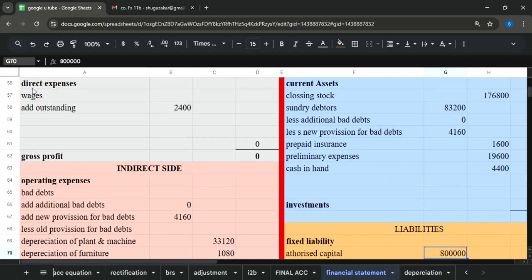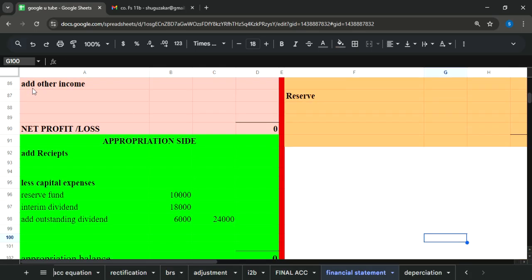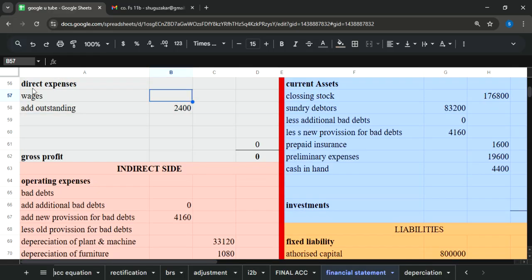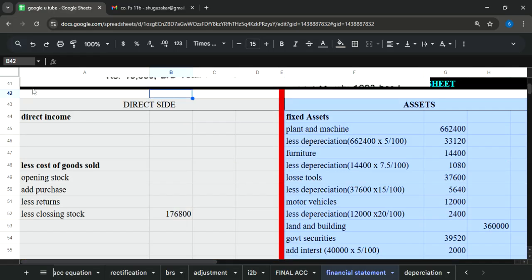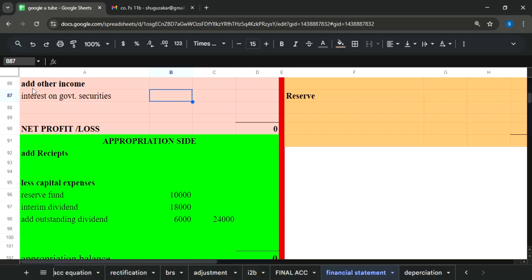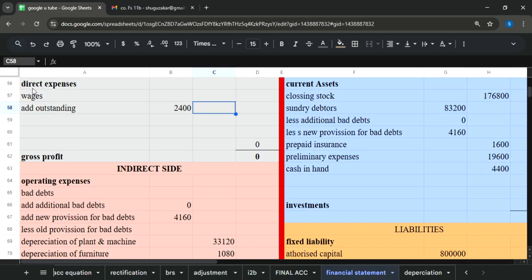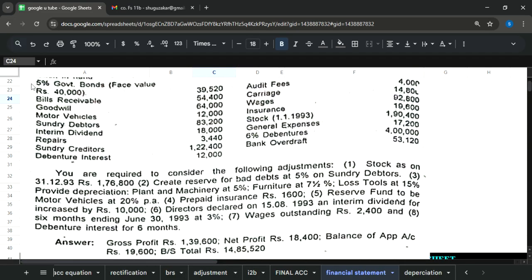Now let's go to the other income side. Here, interest on government securities, and we have calculated 2,000, and this 2,000 would be recorded over here. We will see if interest on government securities is also present in the question, but here only government securities were mentioned.